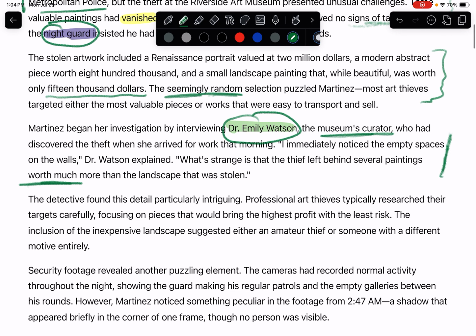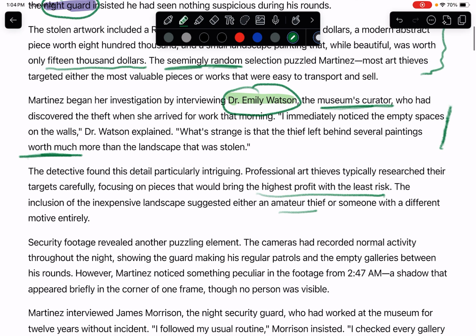The detective found this detail particularly intriguing. Professional art thieves typically research their targets carefully, focusing on pieces that will bring the highest profits with the least risk. The inclusion of inexpensive landscapes suggests either an amateur or someone with a different motive entirely. I wonder, I'm intrigued now, like, why did this person take this very cheap painting?